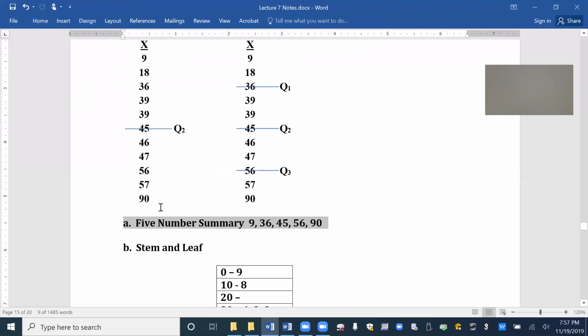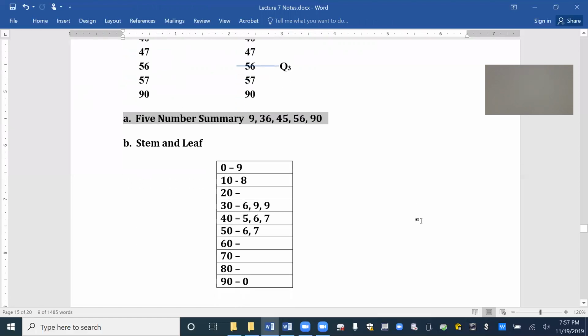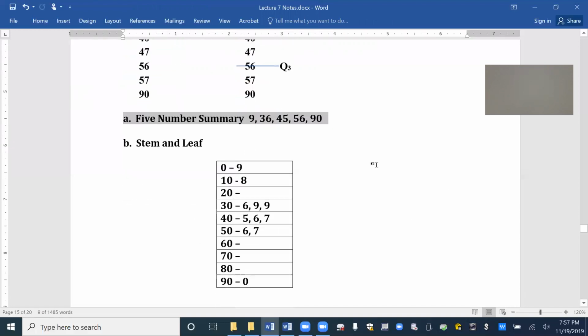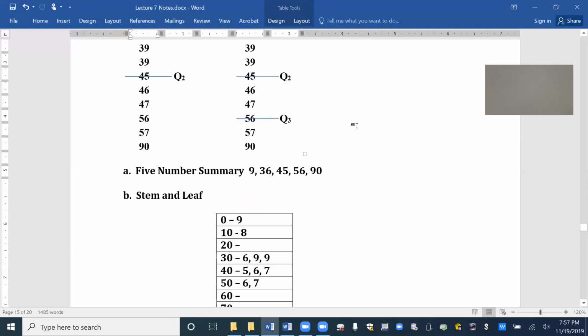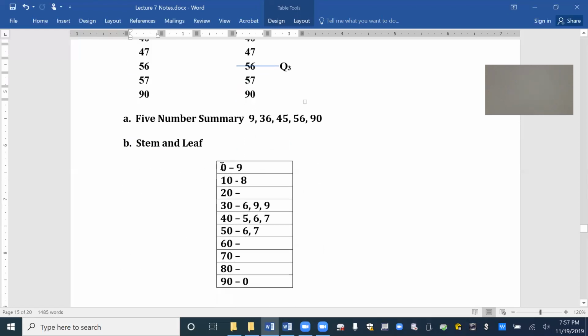All right, so if I take this data, another way I can convey the results is with the stem and leaf. I have the number 9 as my lowest observation. I have an 18, a 36, a 39, and a 39. And if I put a 9 here, 8 there, a 36, a 39, and a 39, get what I'm doing?